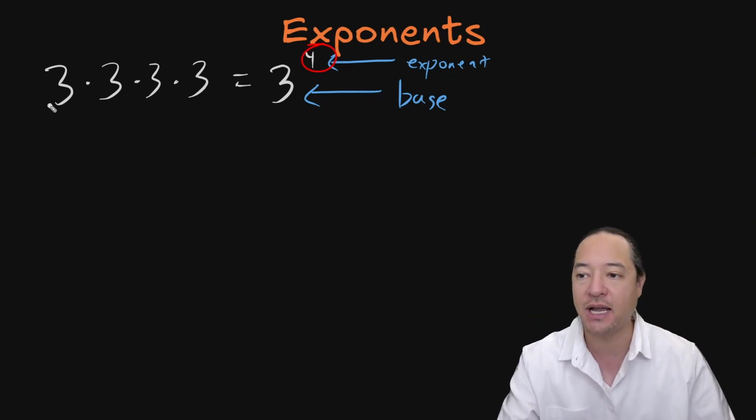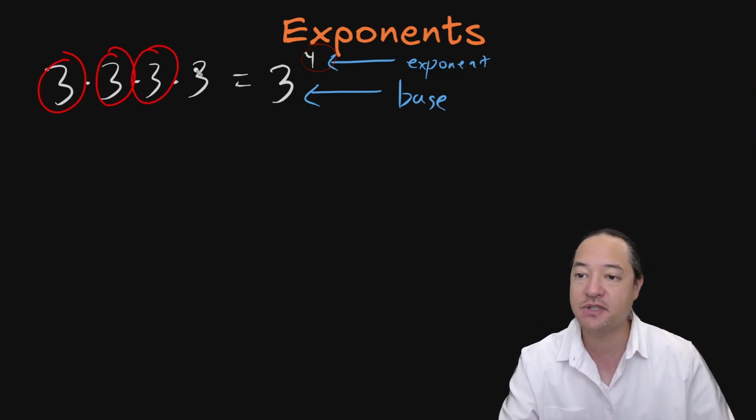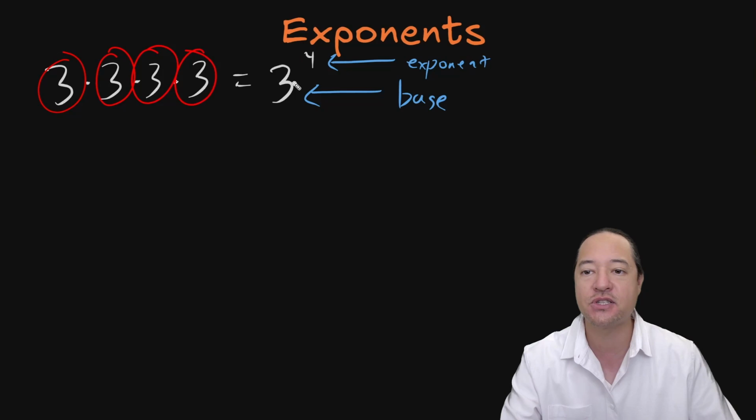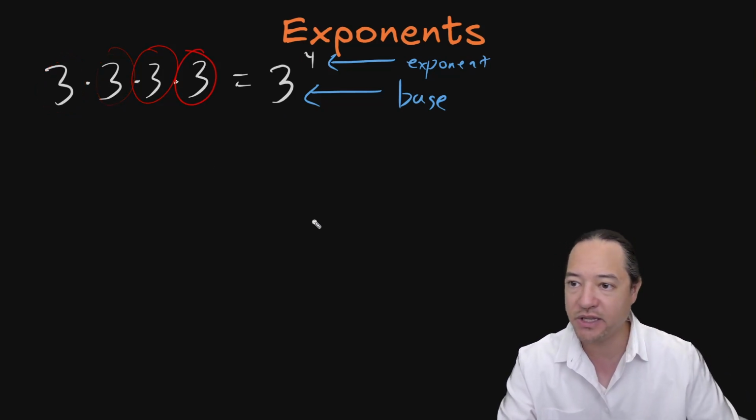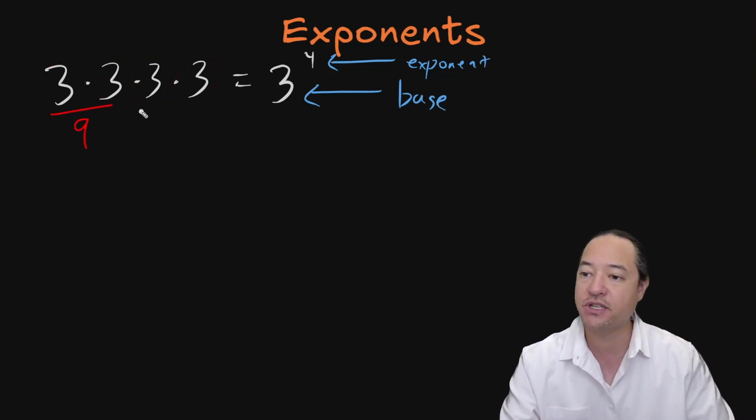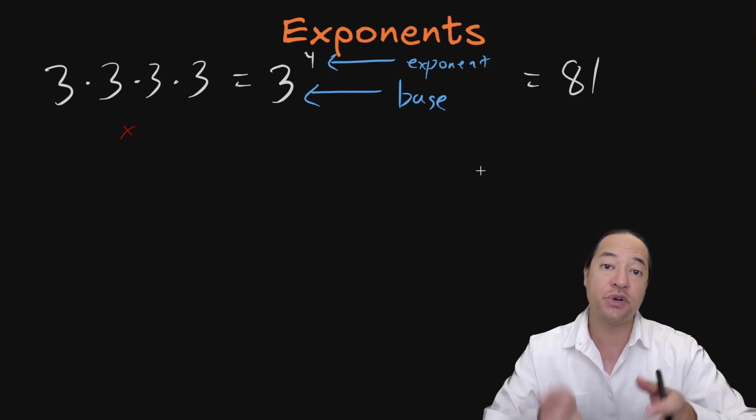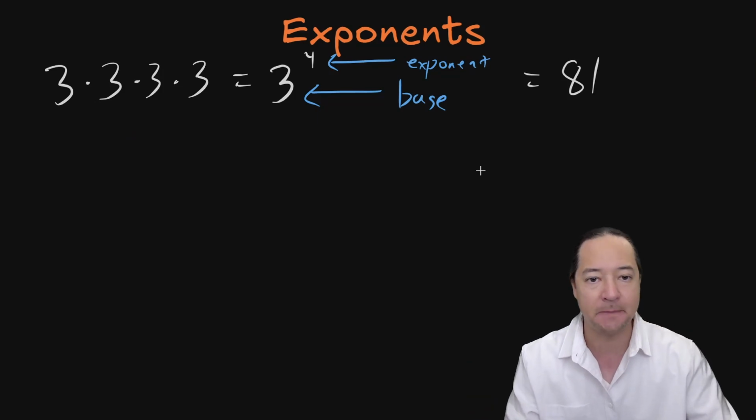So in this case, 4 times. That's what we have. 3 times 3 times 3 times 3, right? 4 times total. And you could evaluate the arithmetic here. 3 times 3 is going to be 9. 3 times 3 is 9. 9 times 9, well, that's going to equal then 81. Okay, so 3 to the 4th power is 81.